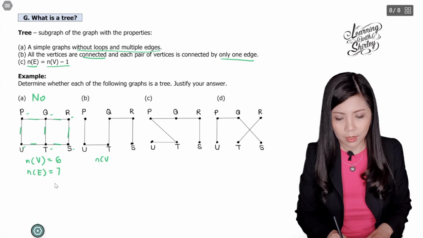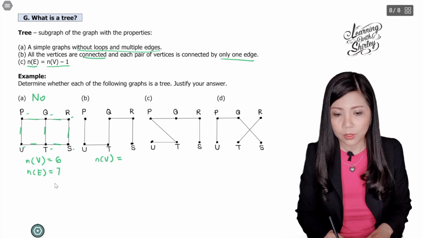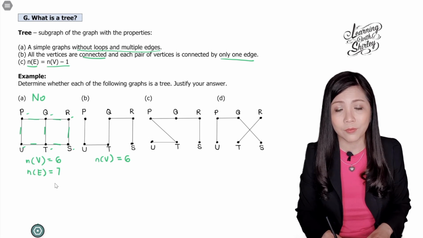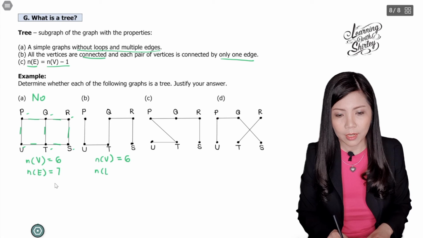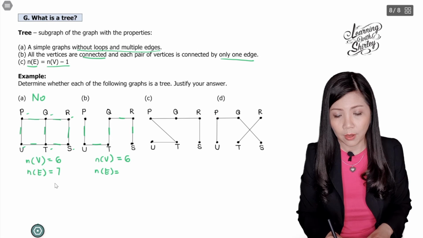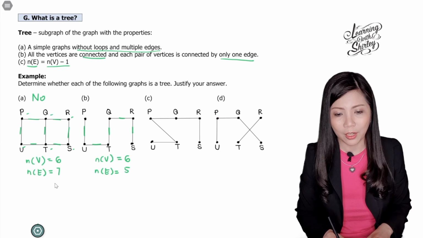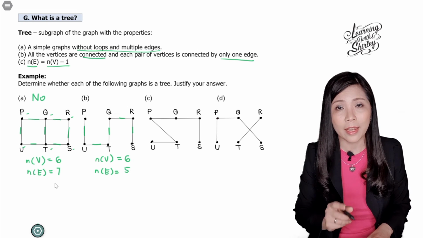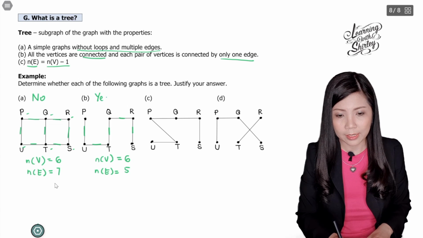Let's look at B. NV equals 6, because P, Q, R, S, T, U, there are 6 vertices. And NE, let's see how many edges. 1, 2, 3, 4, and 5. So this satisfies the formula. And each pair of vertices is connected by only one edge. Therefore, it's a yes.